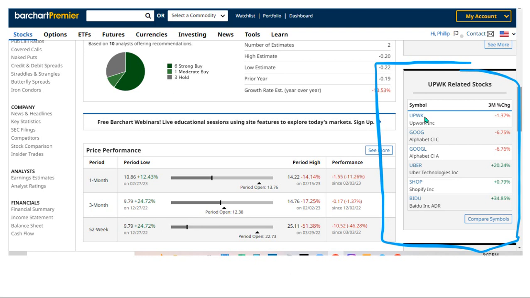Again, I'm just going to show you some other facts on Upwork. So Upwork over these 3 months has underperformed Google, Uber, Shopify, Baidu, okay? It's lost 1.3% over 3 months. Meanwhile, Uber has gained 20%. That's fact.